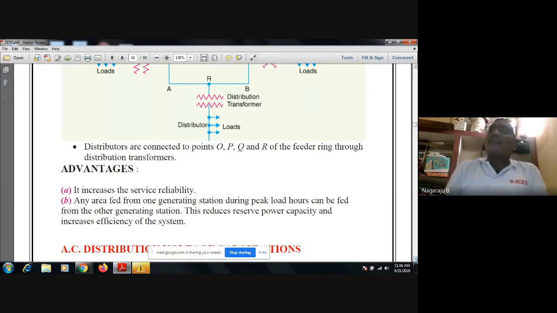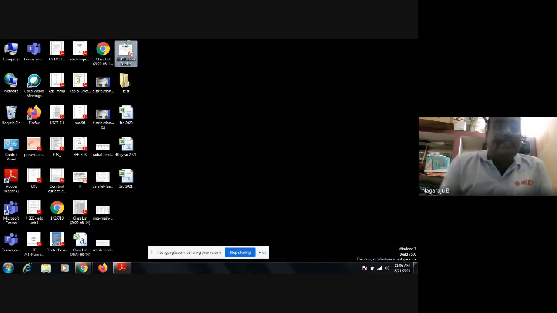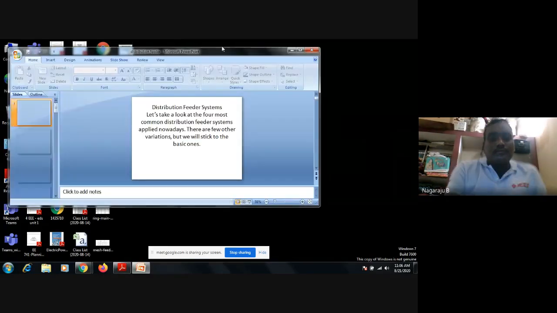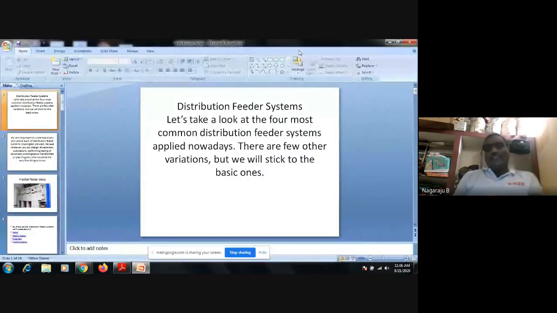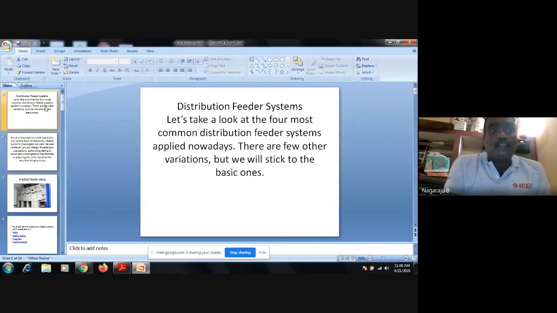This is about the different types of feeders. There are some different types of classification also, I'll tell you that. I'll summarize this. Distribution feeder, I am again going for that, in practical terms. This is about the practical feeder setup. That's why I am going to the PPTs.